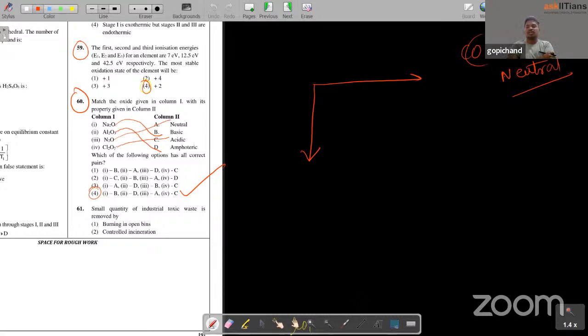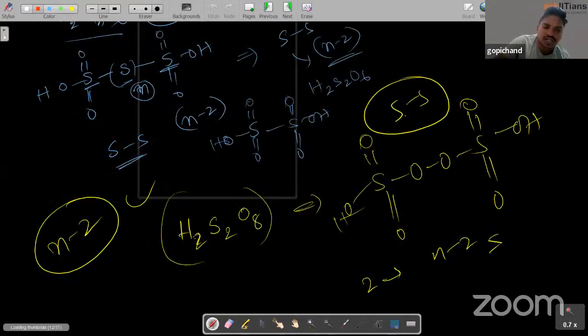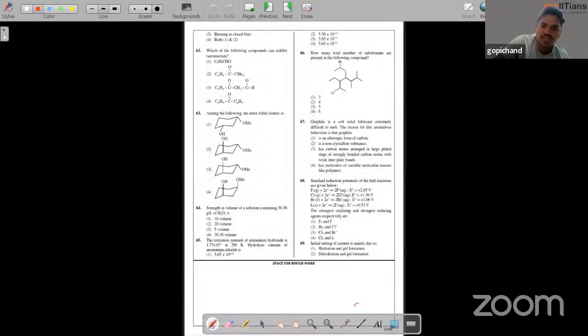And the next one, burning in closed bins is also not a proper idea because it may release some toxic gases as well, due to the compression of these wastes. So if you are burning in open bins, small quantities will not create that much havoc. That's why burning in open bins will be the most appropriate answer for this question. Okay, so again, we need to check this one, but I think this is the most appropriate answer, I felt.